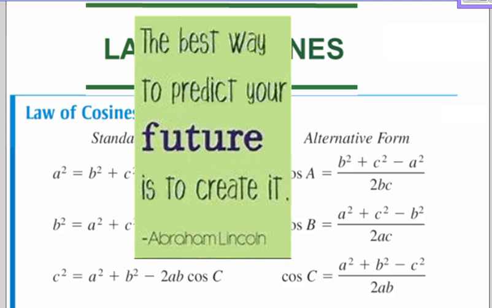But before we go over the law of cosines, let's read this quote by Abraham Lincoln. The best way to predict your future is to create it. Hey, you guys, if you're thinking you're going to be highly successful when you grow up and be manager of your own company or the owner of your own business, if you're making that prediction right now, you're creating it. You're getting an education. So that's the best way to predict your future, is to create it. So Abraham, thanks for that.